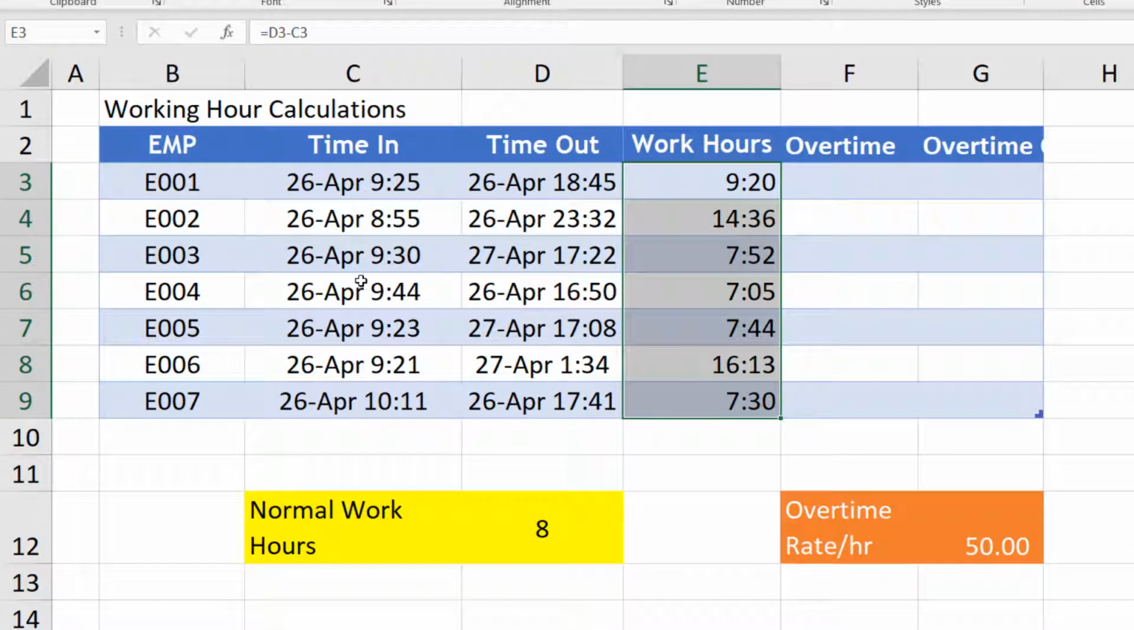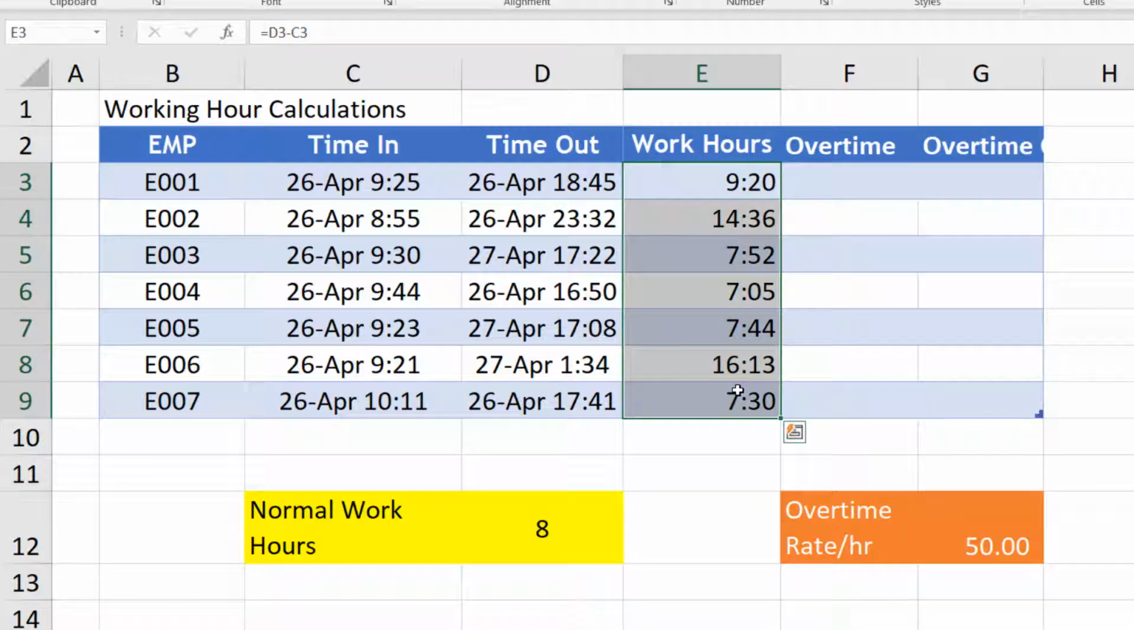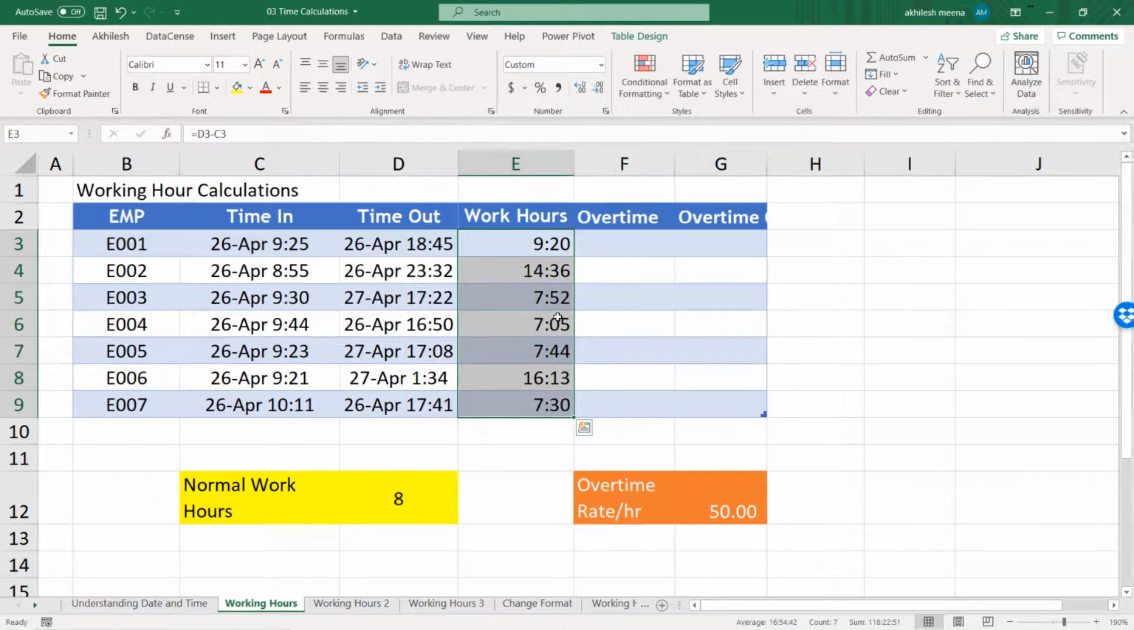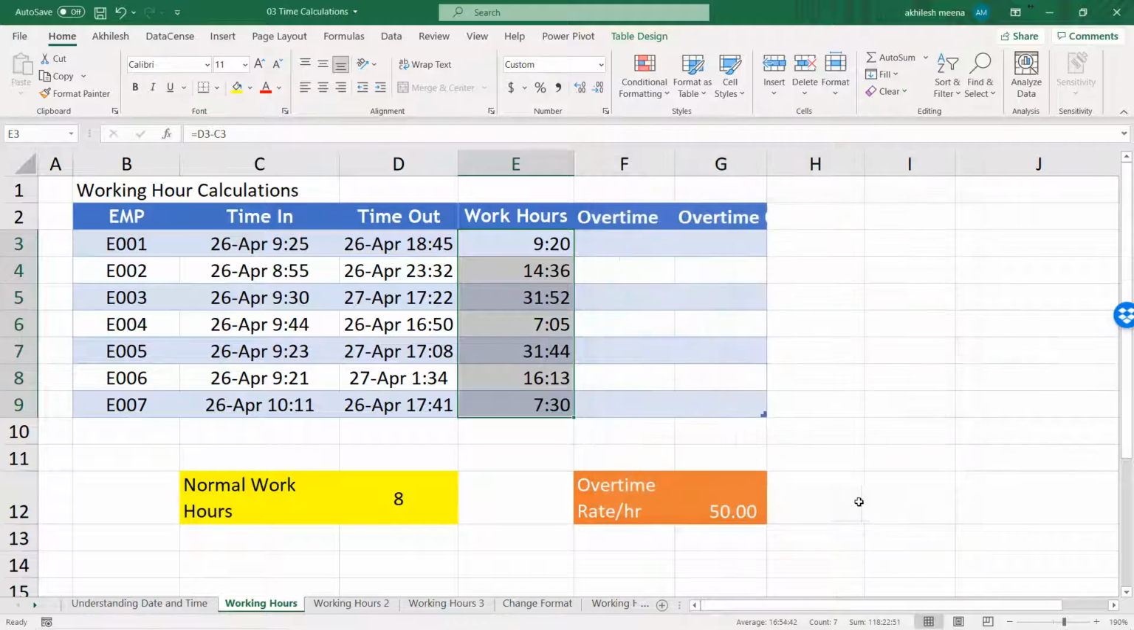Okay. But you can see here, the person is coming here on 26th April 9:30 morning, and he is going out on 27th April 5:22 evening. But here it is showing only 7 hours and 52 minutes. The reason for this is the formatting. After every 24 hours, it resets the clock. So you need to format it in a particular way, and you need to put your H in square brackets. And when you click OK, now you can see it is adding those 24 hours, which it removed by resetting the clock.